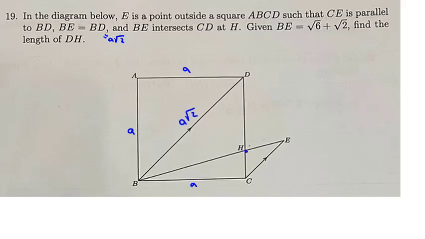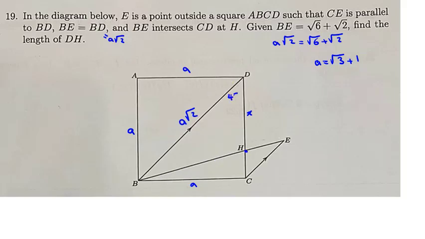Given BE, we said BE is what? BE equal to BD equal A root 2. A root 2 equal to root 6 plus root 2. So if we divide both sides by root 2, it will be root 3 plus 1. Now the problem says find DH. Okay, so suppose it is X, for example, we want to find X. Because BE equal to BD.